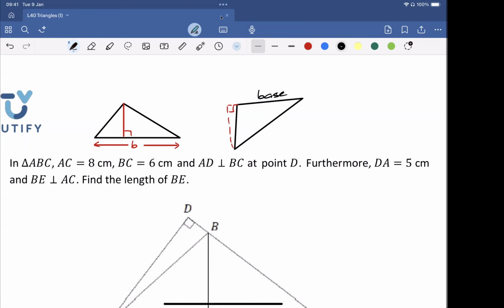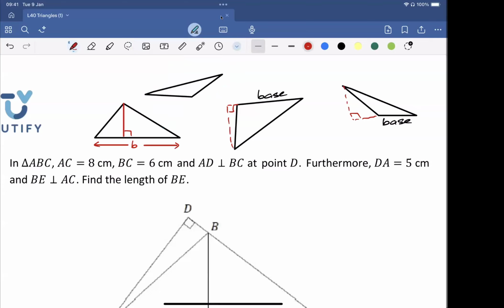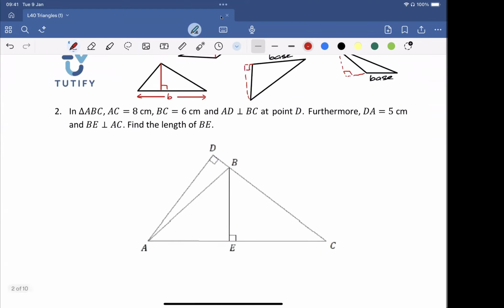What if the triangle is slanted like that? Then this is the base. Where's the height? It's outside the triangle, but it has to be 90 degrees to the base. If I take this same triangle and rotate it like that, and I tell you that the base is here, where's the height? The height is here, 90 degrees to the base. So students, remember, base can be anywhere. Height must be 90 degrees to the base.